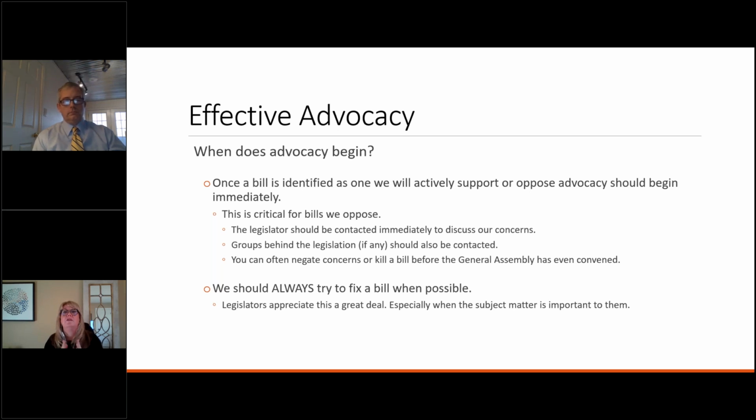This is, of course, the most important part. If we are going to oppose a bill, like with the foreign ownership bill last year, something that we have to actively oppose, it's very important that we begin our advocacy as soon as possible, because that's when we're going to be most effective: when we get ahead of the issue instead of playing catch up and playing defense at the very end.